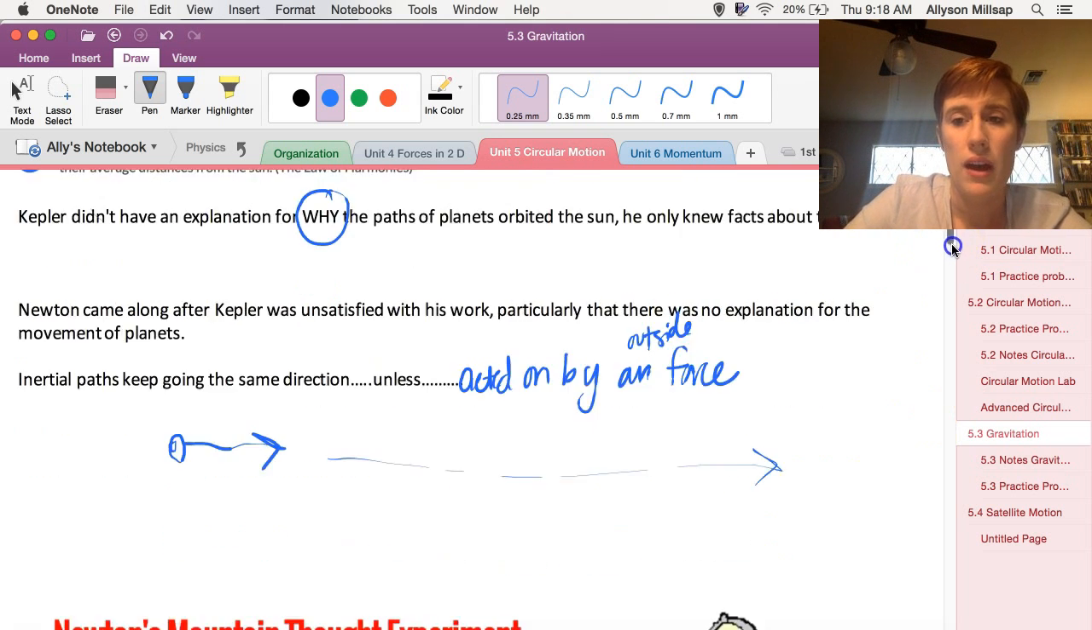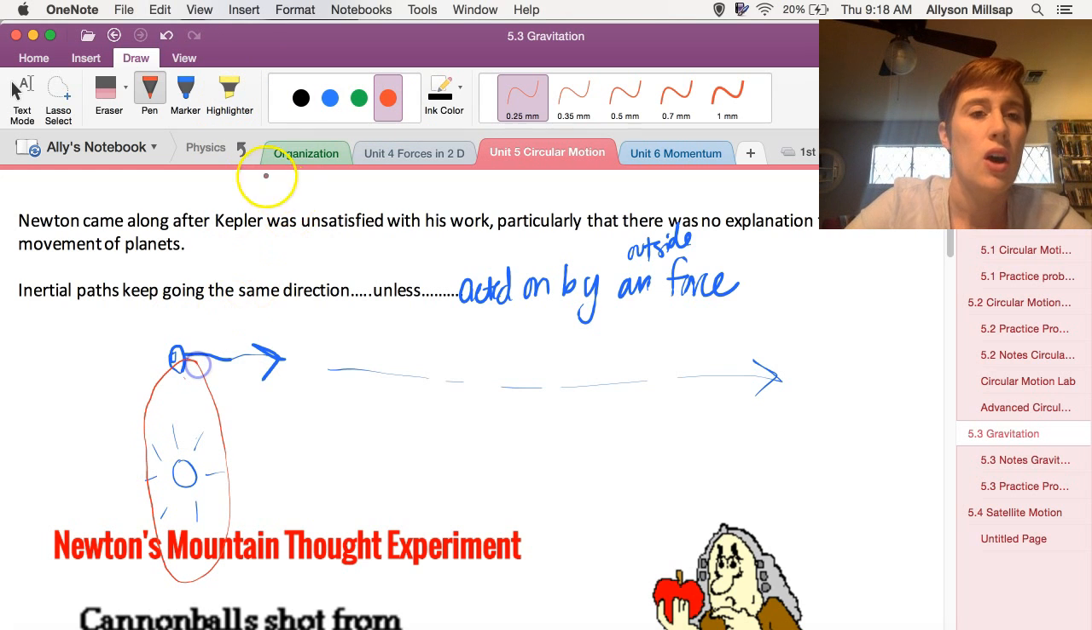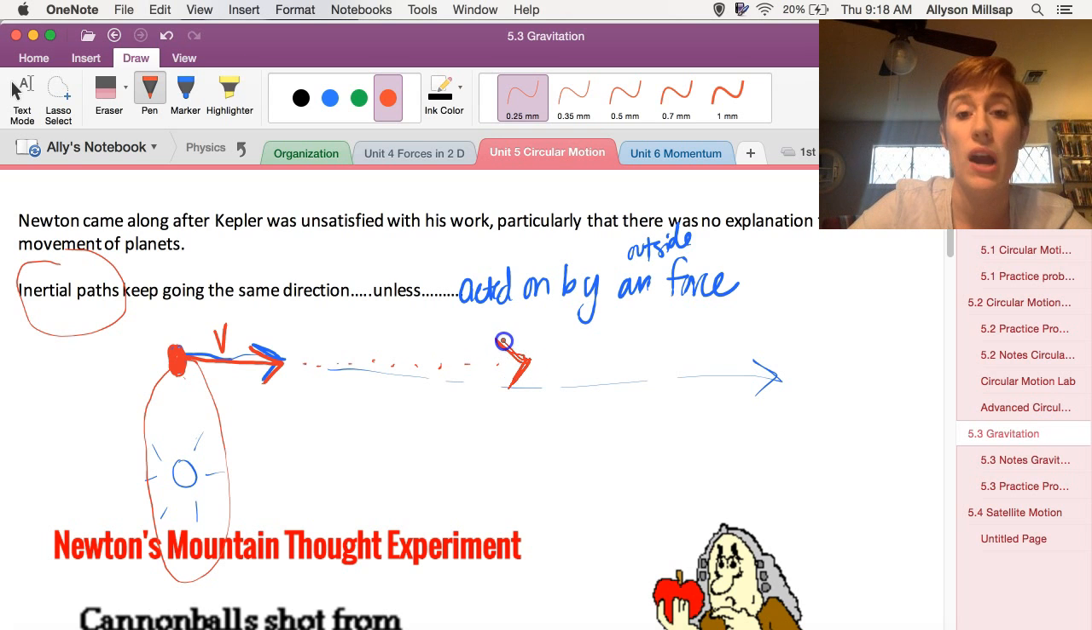So if we have the sun right here, and here's the Earth, we know the Earth moves in this elliptical pattern. What Newton was saying is, here's the Earth, and from circular motion we could draw a free body diagram like this. Well, I drew that line too soon. The velocity is tangent to the circle, so the velocity is going in this direction. The inertial path would be it continuing in that same direction at that same speed forever. The Earth would just continue moving this way forever, and we would all die.